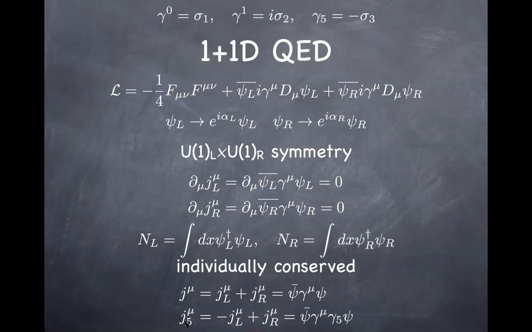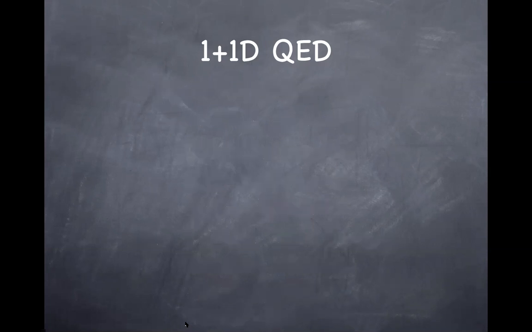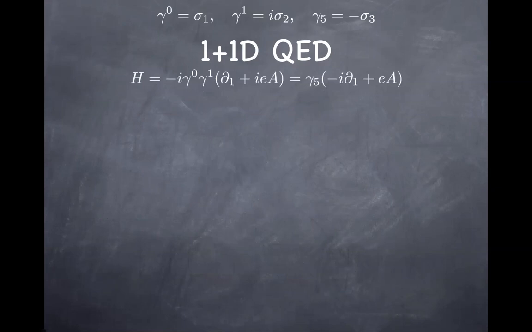So in order to understand this, what we first do is put this theory on a circle. And so here, this is my notation, a convention on gamma matrices.